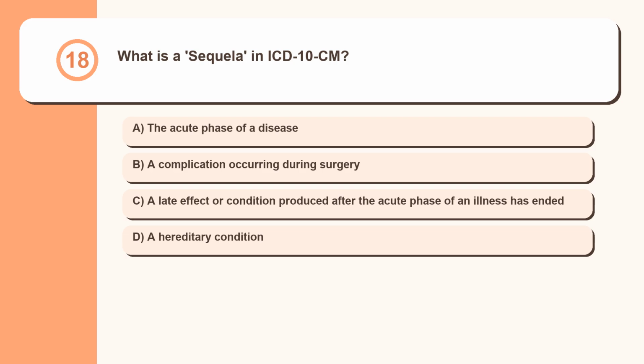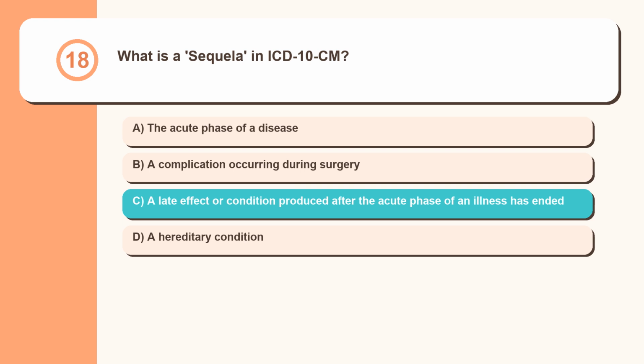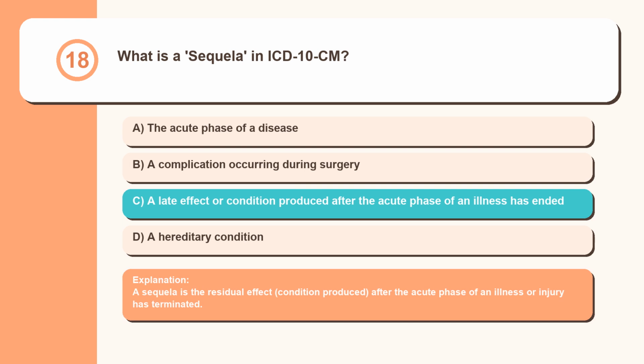Question 18. What is a sequela in ICD-10-CM? The acute phase of a disease, a complication occurring during surgery, a late effect or condition produced after the acute phase of an illness has ended, a hereditary condition. A sequela is the residual effect, condition produced, after the acute phase of an illness or injury has terminated.